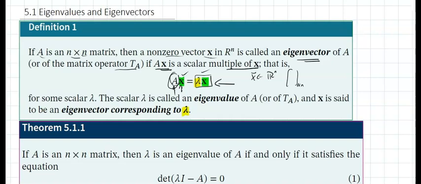So I take this matrix A, I multiply it by this vector x, and that's the same thing as taking that same vector x and multiplying it by a scalar, a constant. For some scalar lambda, the scalar lambda is called the eigenvalue of A, and x is called the eigenvector corresponding to this lambda. Now, the idea might seem a bit off in the beginning, but since we're going to do this over and over and over in 5.1 and 5.2, you'll get the hang of this, not that hard.